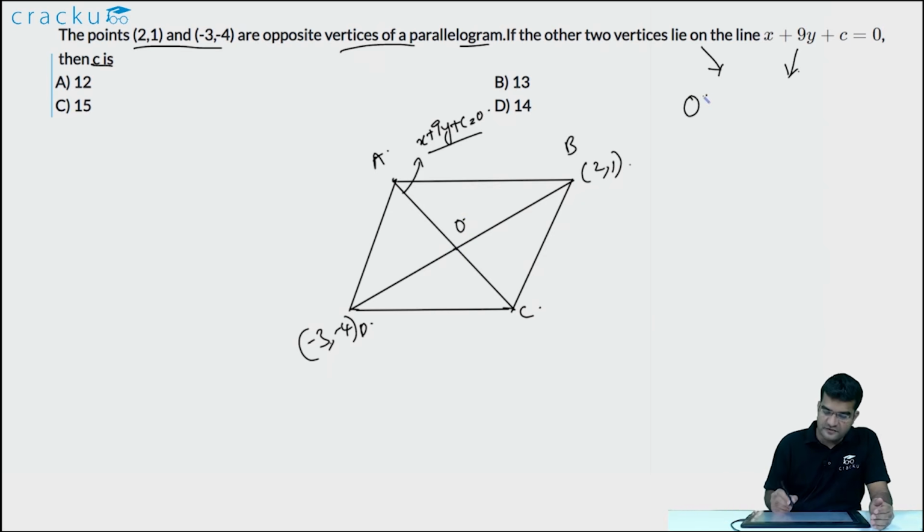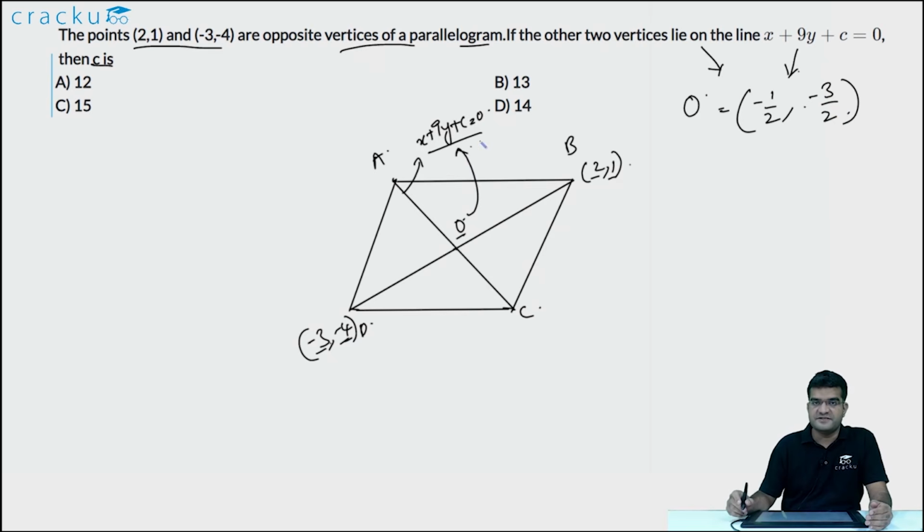But we know the coordinates of O. O is the midpoint of B and D. So the coordinates of O will be (2 plus -3) by 2, that is 2 minus 3 by 2, which is -1 by 2. And the y coordinate will be 1 minus 4 divided by 2, which is equal to -3 by 2. So O lies on the line x plus 9y plus c is equal to 0.